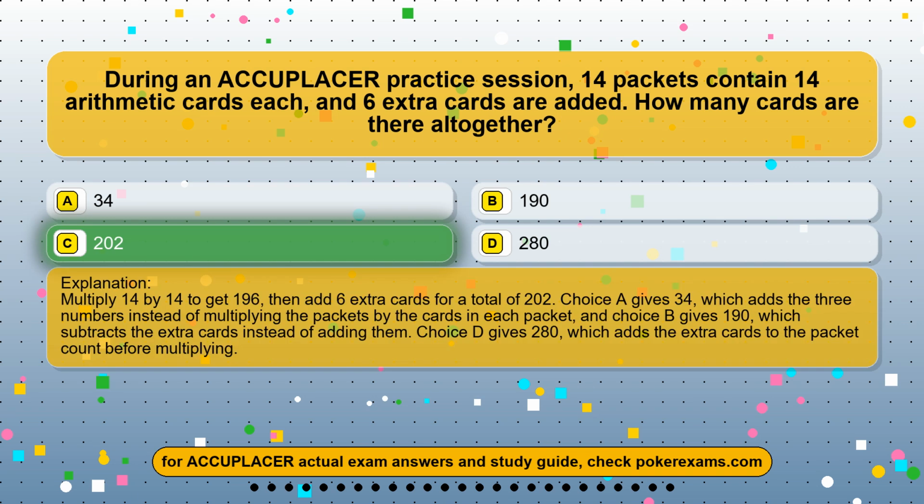Multiply 14 by 14 to get 196, then add 6 extra cards for a total of 202. Choice A gives 34, which adds the 3 numbers instead of multiplying the packets by the cards in each packet, and choice B gives 190, which subtracts the extra cards instead of adding them. Choice D gives 280, which adds the extra cards to the packet count before multiplying.